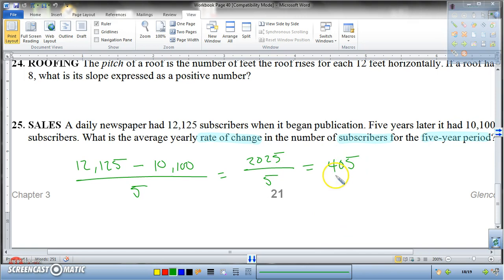Okay, so what this means is I started with this many subscribers, let's say in 2010. And then every year from 2010 to 2015, my subscribers went down 405 until in the year 2015, I ended up with 10,100 subscribers.